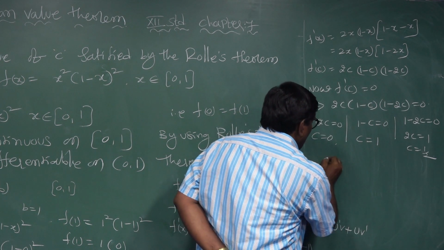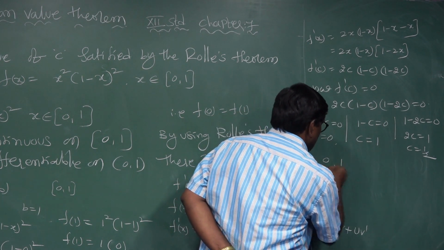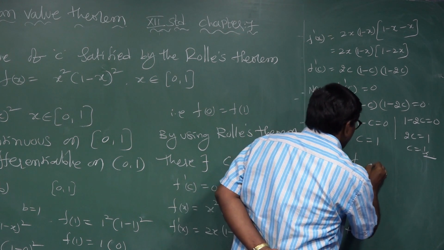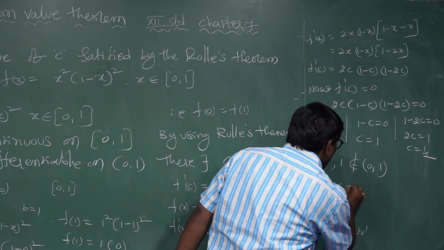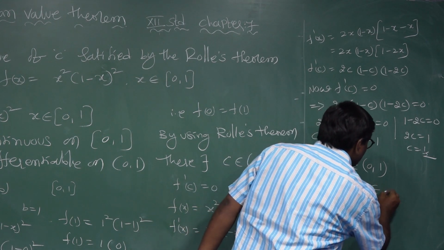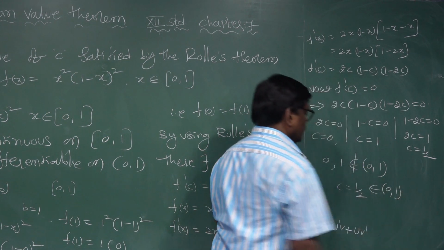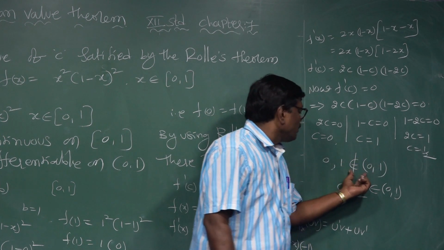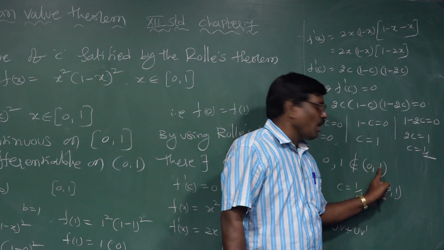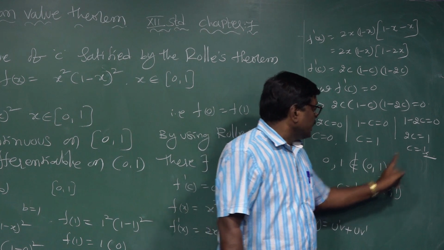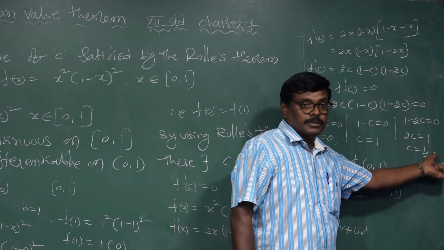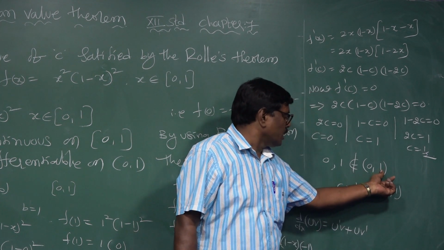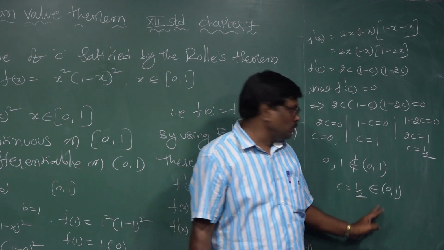Here c equals 0 and c equals 1 do not belong to the open interval 0, 1. Now c equals 1 by 2, which is 0.5, lies between 0 and 1, so c equals 1 by 2 belongs to the interval 0, 1.